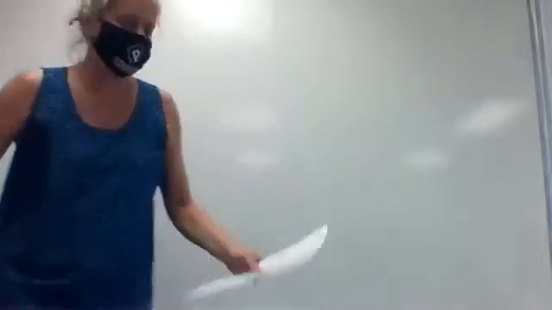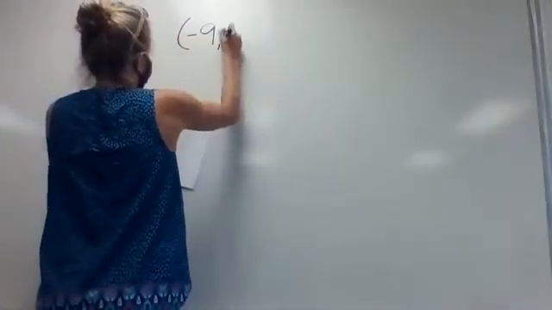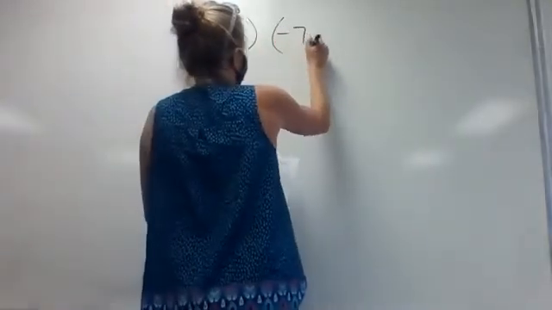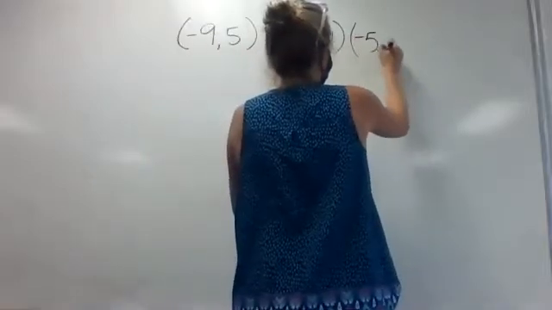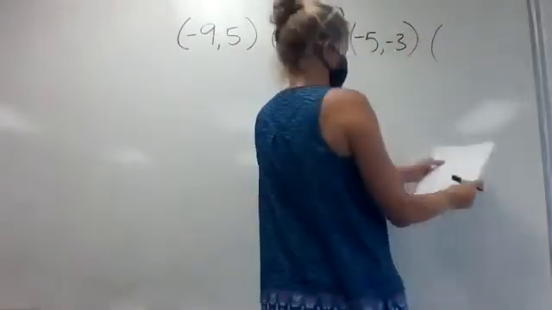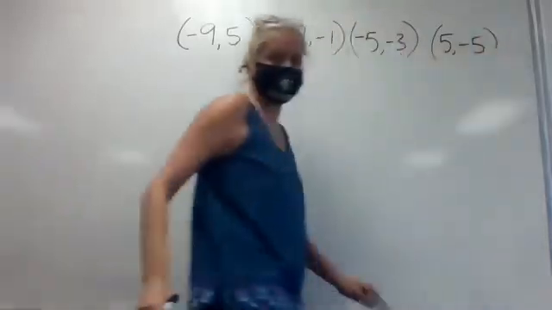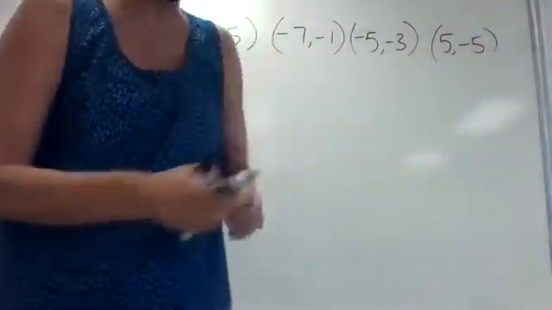The first problem just gives you a list of points and says find the inverse of the relation. So my points are negative 9, 5, negative 7, negative 1, negative 5, negative 3, and 5, negative 5. So those are 4 points or 4 ordered pairs.